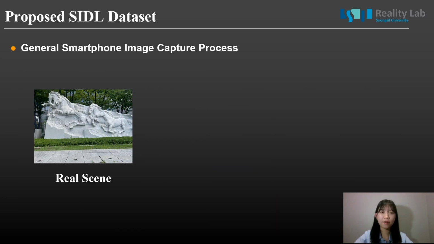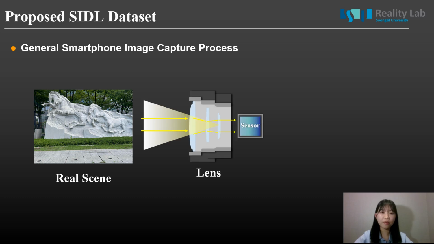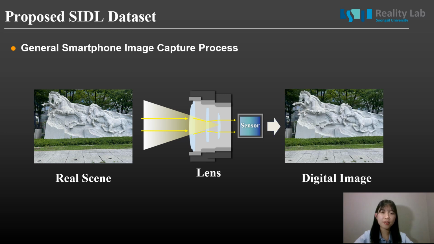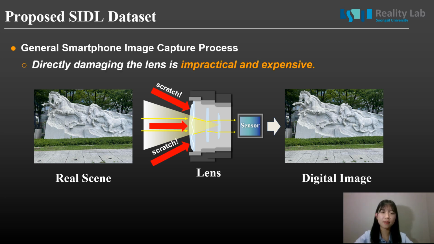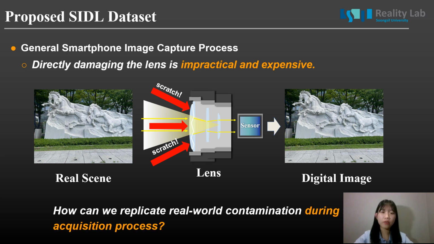Let's first consider the general process of image acquisition. Light from the rear scene passes through the lens and reaches the sensor. The sensor converts this light into a clear digital image. This is the general smartphone image capture process. However, to obtain these degraded images, directly damaging the lens is impractical and expensive. Then, how can we effectively replicate real-world contamination during the image acquisition process without physically damaging the lens?